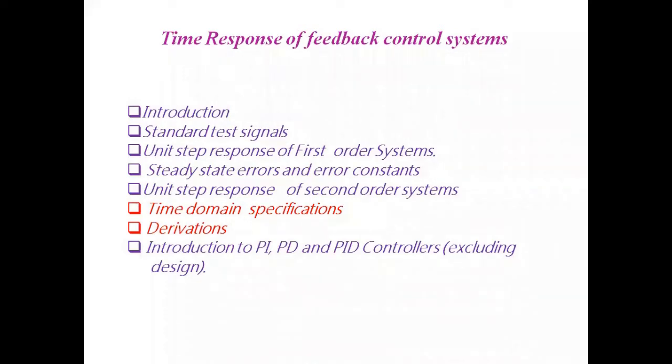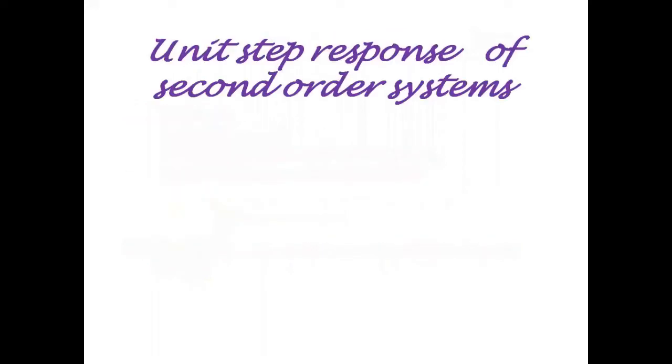In the previous lecture, we have derived the unit step response of a second order system. Today, we are going to define a few of the time domain specifications and we are going to derive them. The unit step response is given by c of t is equal to 1 minus e to the power of minus zeta omega n t divided by square root of 1 minus zeta square into sine omega d t plus theta.